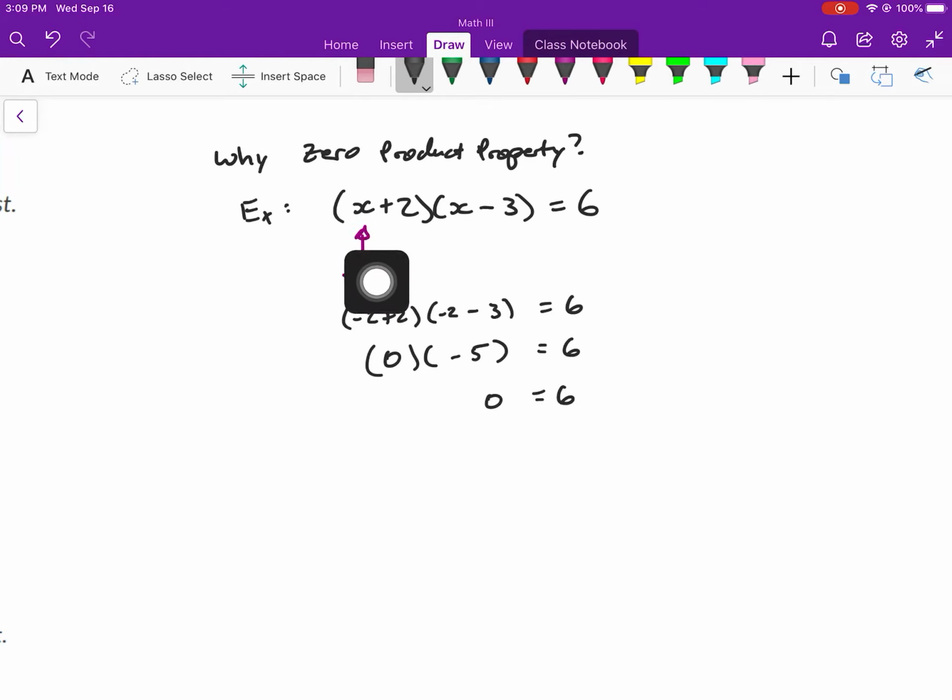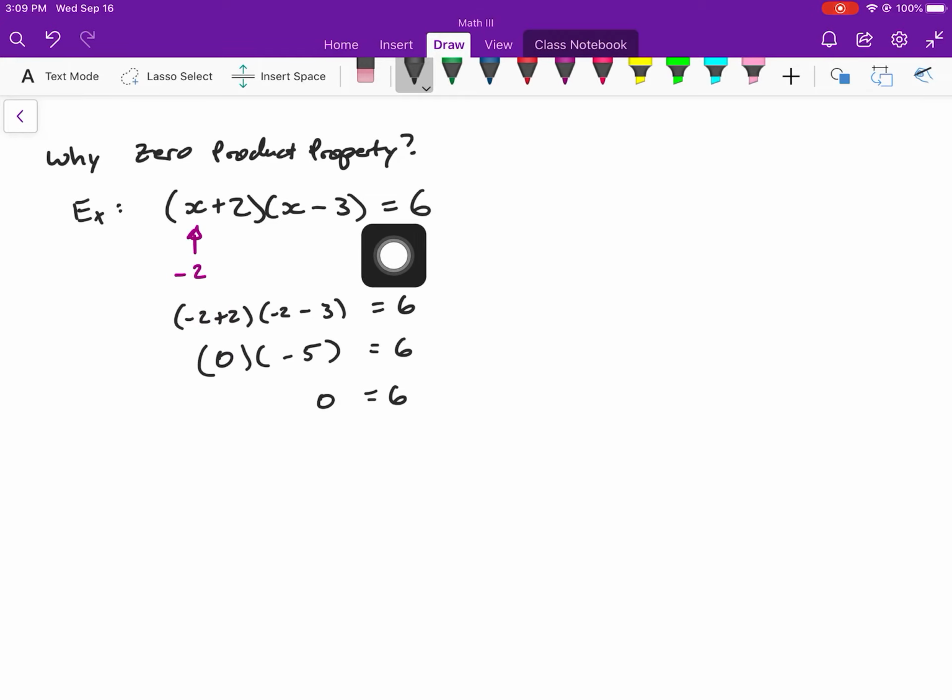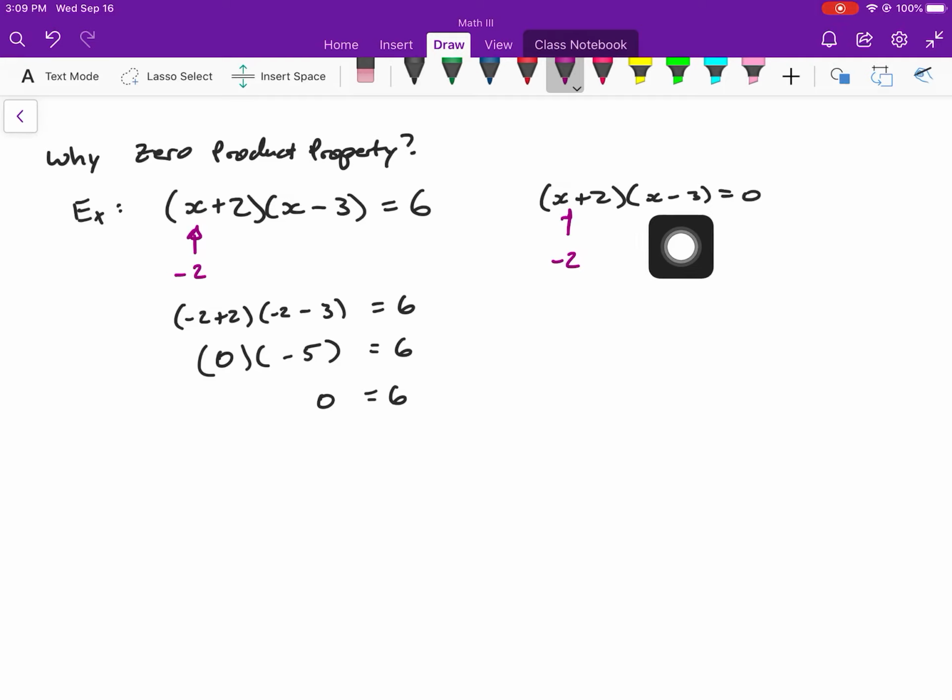That didn't help us do anything. The negative 2 didn't tell us anything. It didn't tell us any solutions to this equation. And that's why it doesn't work if this equals 6. The idea of the zero product property, 0 times anything is 0. We can use this only when one side is a 0. Because if you had, just like the other problems, x plus 2 times x minus 3 equals 0, then you can tell negative 2 is going to give 0 times anything is 0, so that works. And 3, which would give me a 0 here, times anything is 0, also works. So it just highlights the zeros.